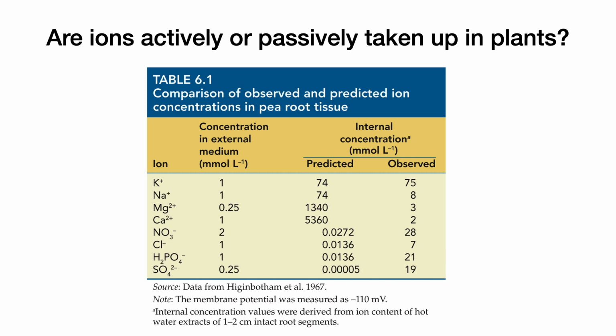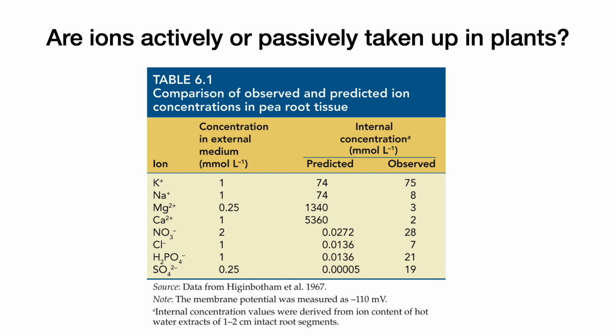The opposite is true for anions. If we look at nitrate at 2 millimolar in the external concentration, the Nernst equation predicts that we would have 0.027 millimolar, or 27.2 micromolar, of nitrate inside the cell. In fact, what was observed was 28 millimolar, so much higher concentrations inside the cell, indicating that nitrate uptake must be an active transport process since it's going against its chemical potential gradient.